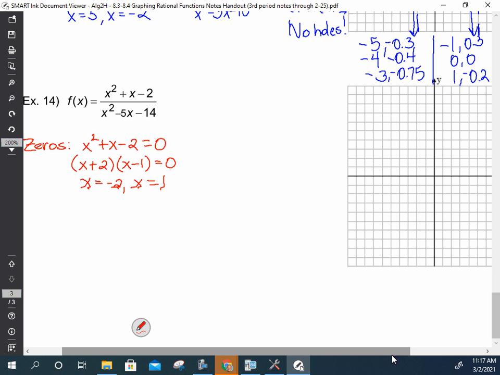So one of your points goes at negative 2, one of your points goes at 1. I'm putting a star next to the x equals negative 2. There's something very, very special about that one, which you'll see right now.